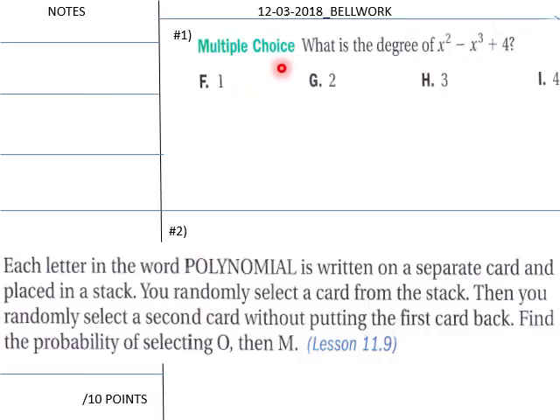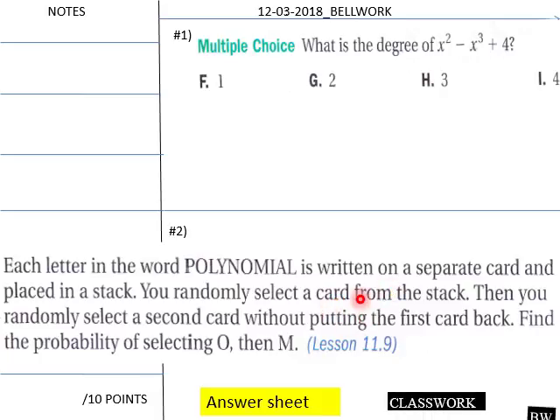Today's bell work, multiple choice. What is the degree of this, students? And for this situation here, another probability problem. Teachers, give your students 5 minutes for this.